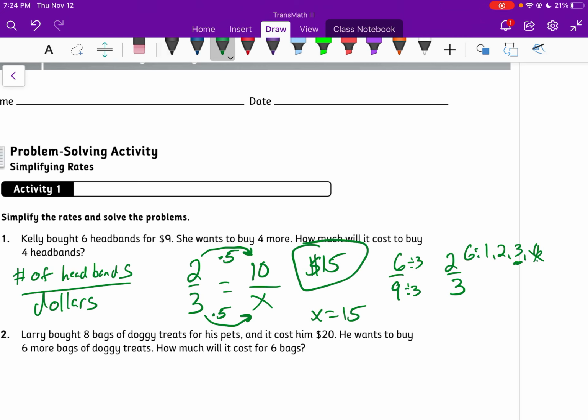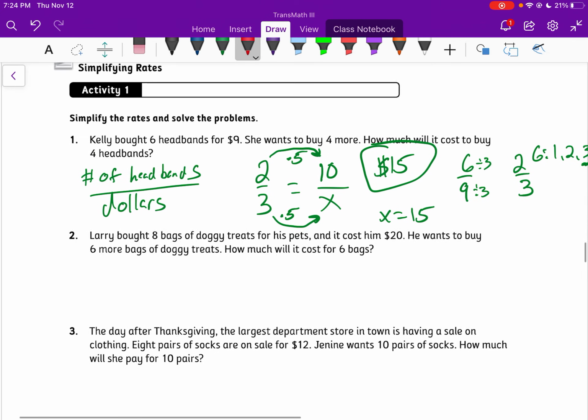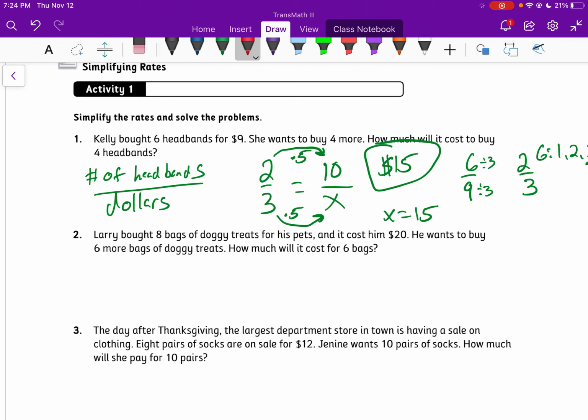All right, for the next one, Larry bought 8 bags of doggy treats for his pets, and it cost him $20. So we're talking bags, dollars, and our initial ratio, we got 8 bags for $20. Now he wants to buy 6 more bags of doggy treats. How much will it cost for 6 bags? Okay, so it's asking for how much it will cost for those 6 bags. And so we got 6 bags, and we're not sure of the price.